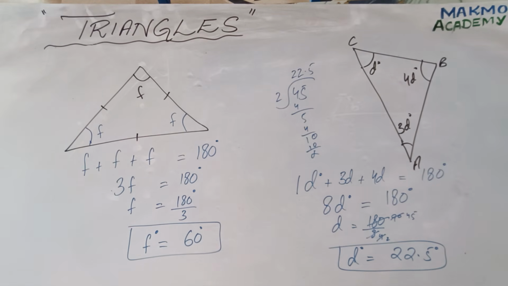So this is an equilateral triangle, and we have discussed in the properties that each angle in an equilateral triangle is always equal to 60 degrees. This is the proof of this angle.